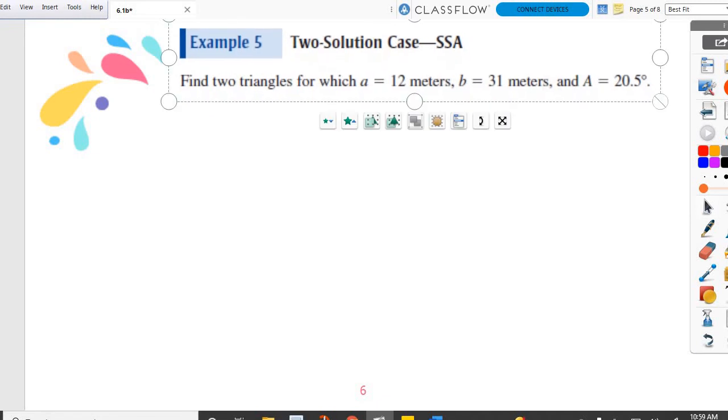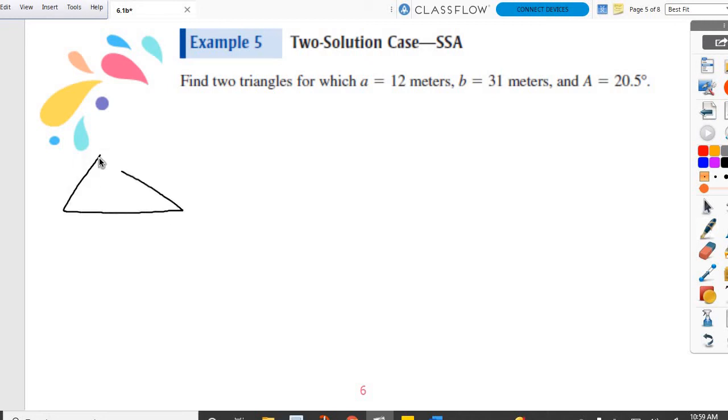Draw a diagram. Draw a triangle, probably. So again, they give us big A as 20.5. They don't give us big B or big C, but they give us little a and little b.